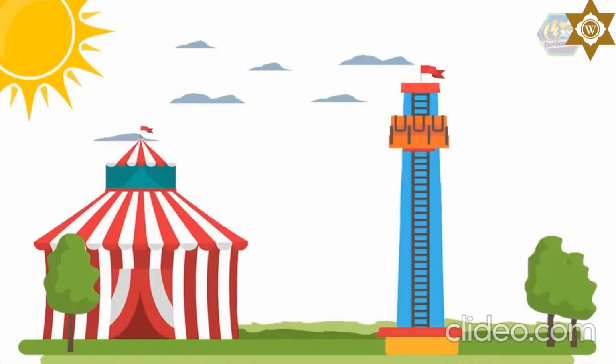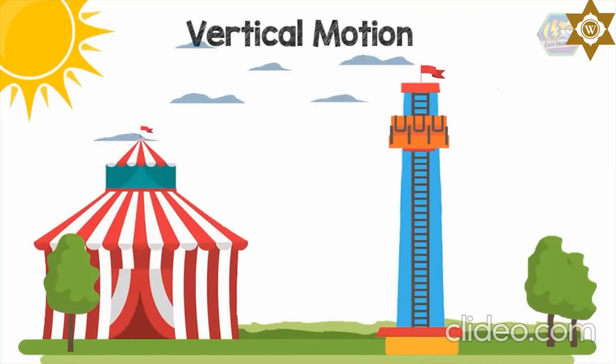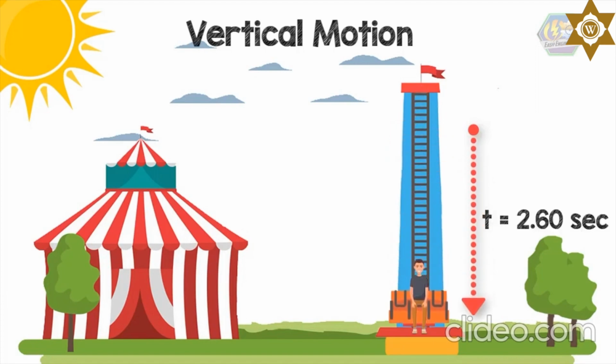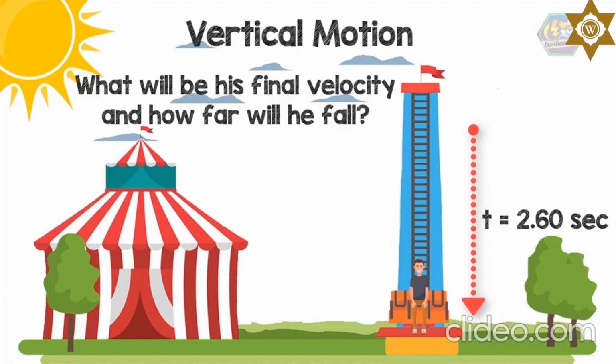Now let's go to the second problem. The second problem will be about vertical motion. Cardo is riding the giant drop at Great America. If Cardo free falls for 2.60 seconds, what will be his final velocity and how far will he fall?